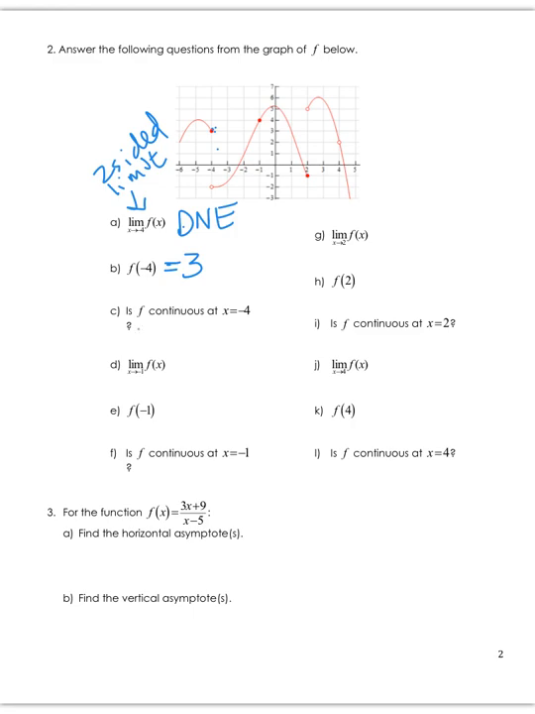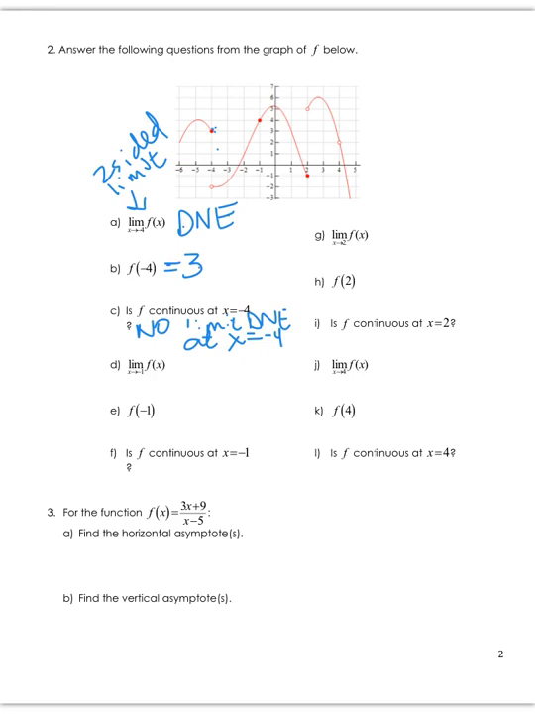Okay, so is it continuous? No. We already said there's a jump there, okay? The limit does not exist at negative 4. And remember our three things that we're going to list on the next page, actually. The limit has to exist, f of negative 4 has to exist, which is true, but the limit doesn't exist, so therefore it's not continuous.